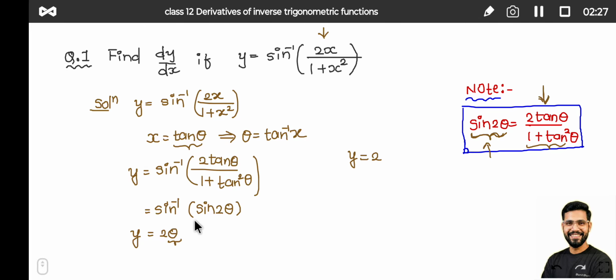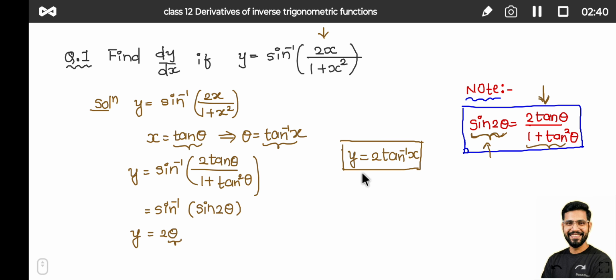Now we substitute the value of theta, which is nothing but tan inverse of x. So 2 into tan inverse of x is the value of y. Now we will find the derivative. Taking the derivative with respect to x on both sides, on the left-hand side the derivative of y is dy by dx. You can also write y dash if you don't want to write dy by dx. Then the 2 stays as a constant, and the derivative of tan inverse of x is 1 upon 1 plus x square. So our final answer is 2 upon 1 plus x square.